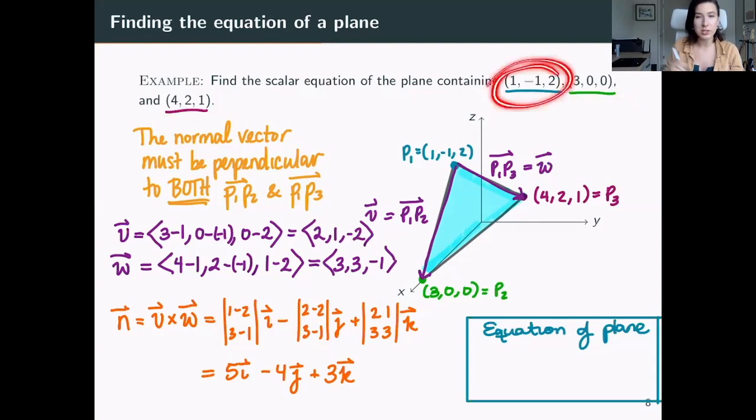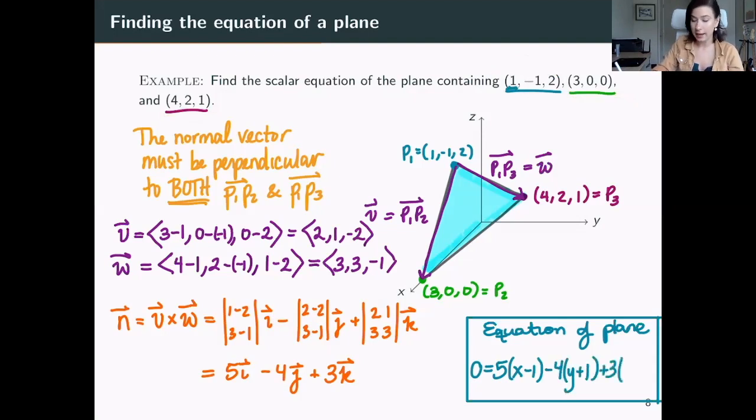I'll choose this first point as our x naught, y naught, z naught, so that my scalar equation of the plane will be 0 equal to the components of my normal vector, so 5 times (x minus 1), my first coordinate of the point, and then I'll have minus 4 times (y plus 1), and then lastly I will have 3 times (z minus 2). So that is the equation of my plane that contains these 3 points.